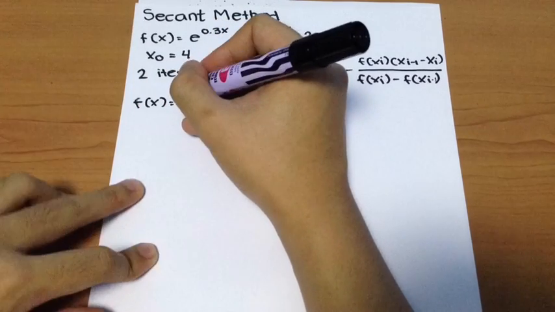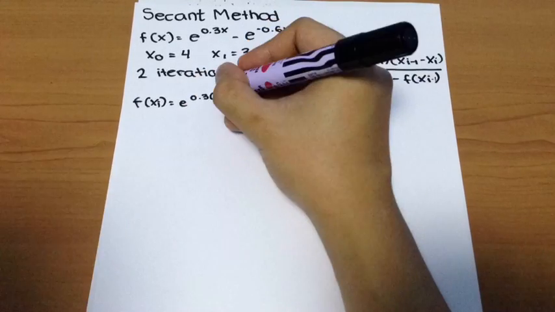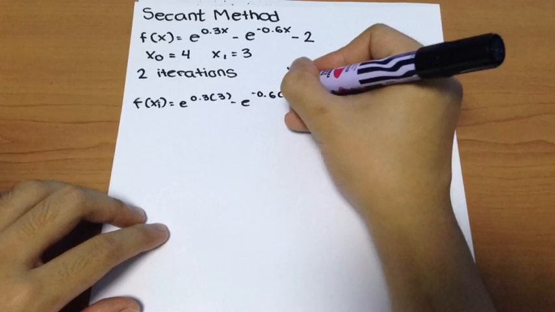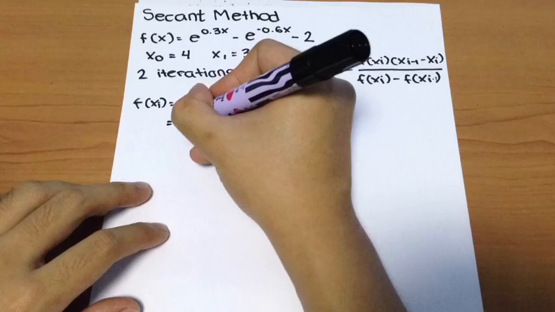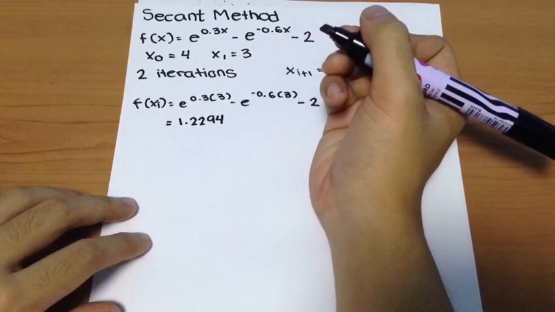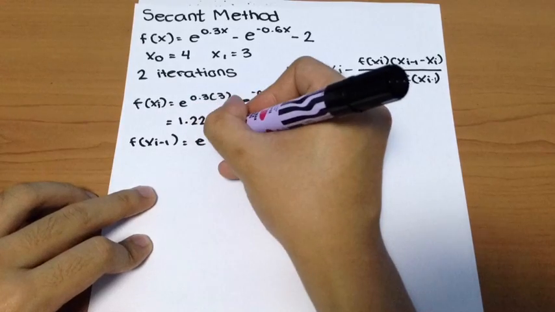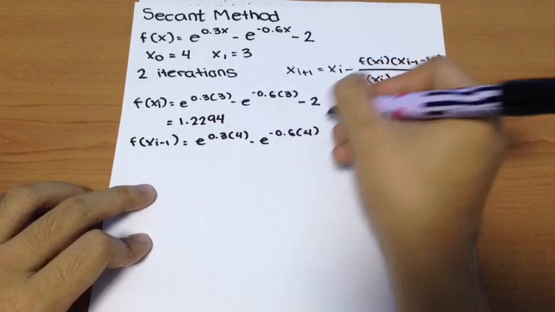We substitute the value of our x1, which is 3, to e raised to 0.3 times 3 minus e raised to negative 0.6 times 3 minus 2, and we have a value of 1.2294. Our next is x_{i-1}, so we substitute the 4, and we have an answer of 0.2943.